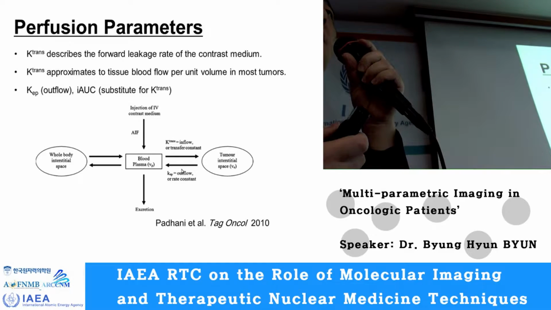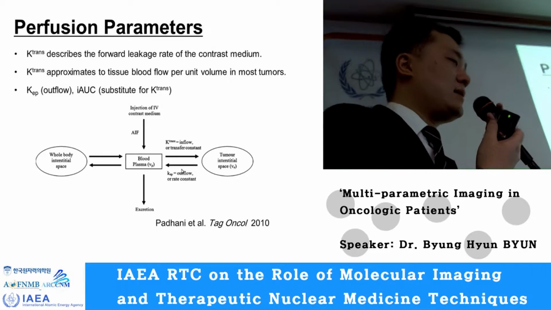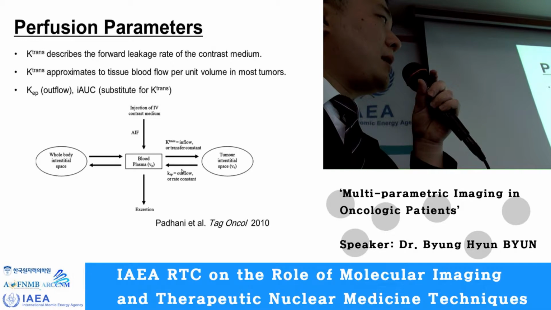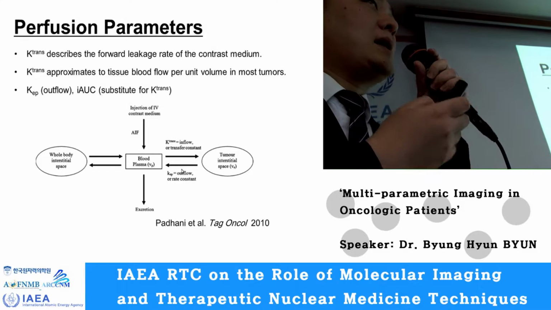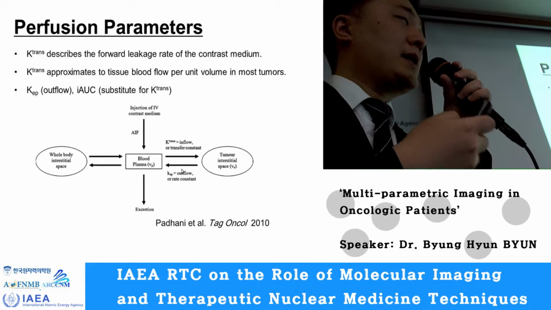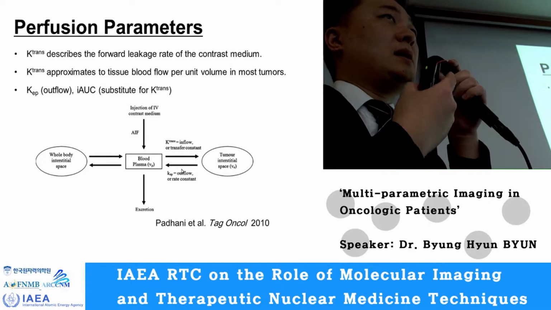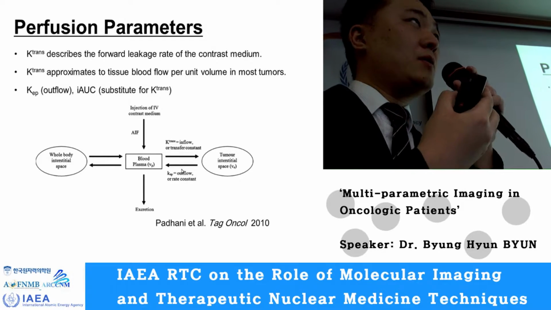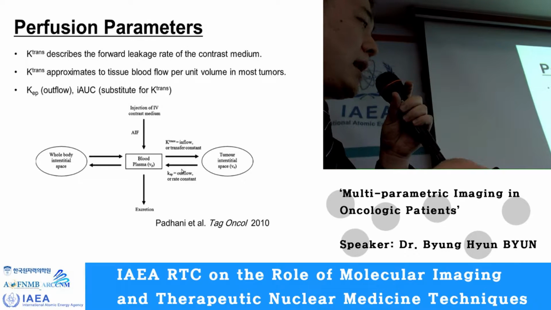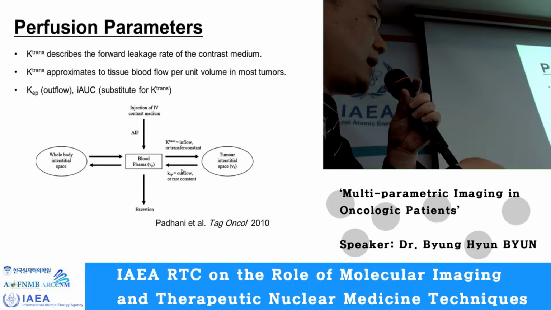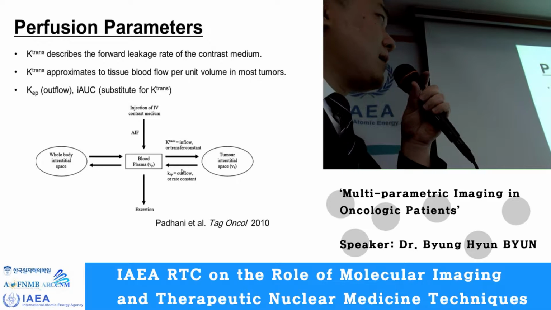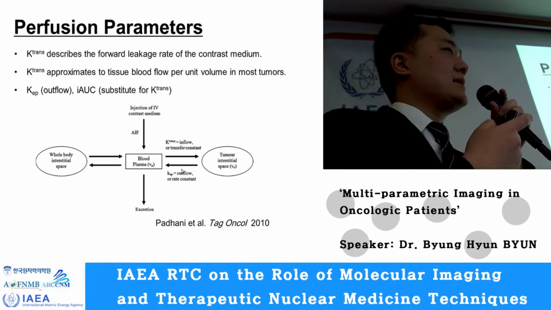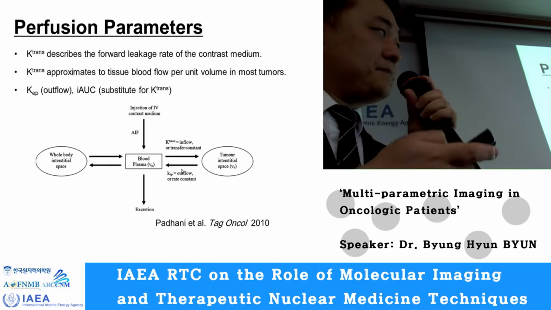K-trans is very popular in the study of perfusion MRI, or dynamic MRI. But sometimes it is very difficult to calculate K-trans. It is very vulnerable to motion or other artifacts. So IAUC is a substitute for K-trans when there are some technical problems.